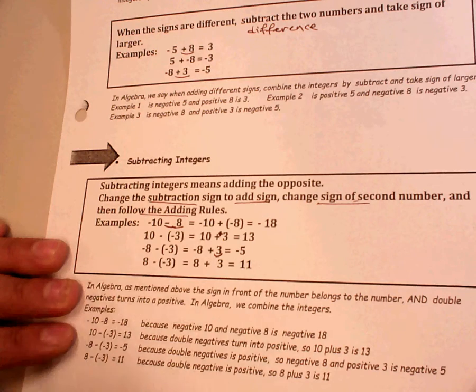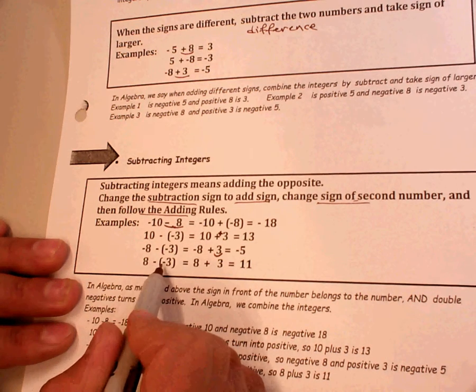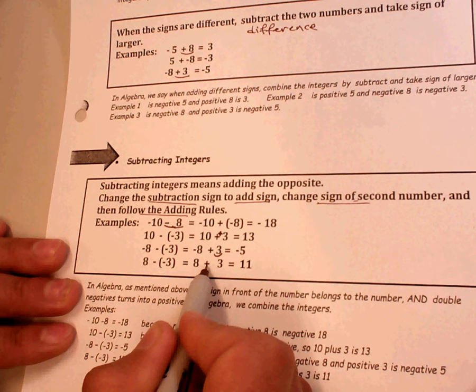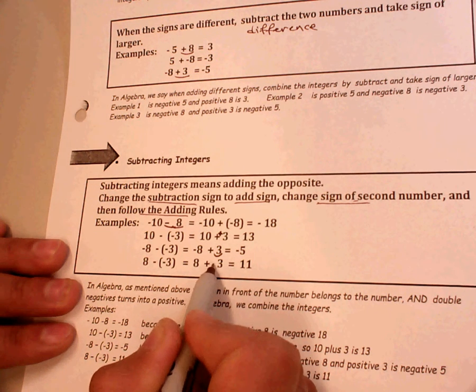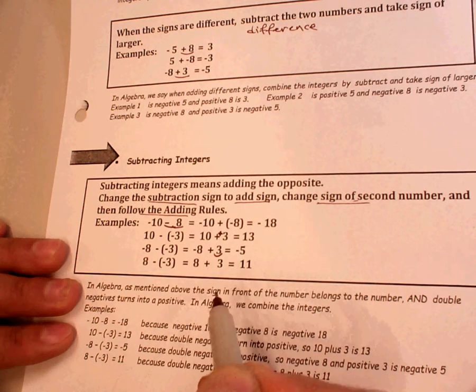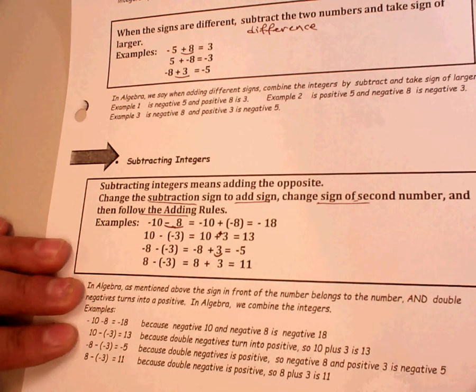Our last example, 8 minus negative 3. Subtracting a negative is going to be an addition, because we will change the subtraction to an addition and then change the sign of the second number as well, so that would be a positive 3. 8 plus positive 3 is positive 11. That's it about adding and subtracting integers. Let's look into multiplying and dividing integers as well.